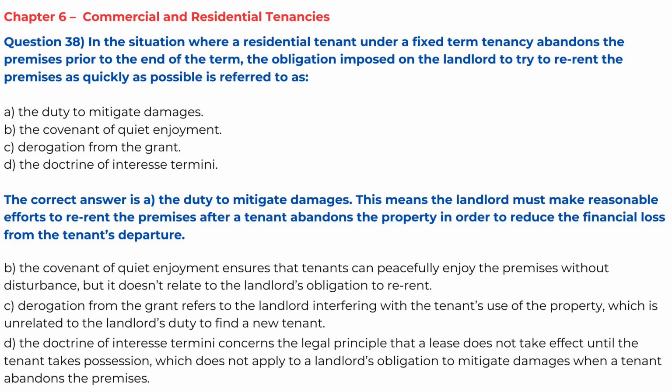B, the covenant of quiet enjoyment ensures that tenants can peacefully enjoy the premises without disturbance, but it doesn't relate to the landlord's obligation to re-rent. C, derogation from the grant refers to the landlord interfering with the tenant's use of the property, which is unrelated to the landlord's duty to find a new tenant. D, the doctrine of interesse termini concerns the legal principle that a lease does not take effect until the tenant takes possession, which does not apply to a landlord's obligation to mitigate damages when a tenant abandons the premises.